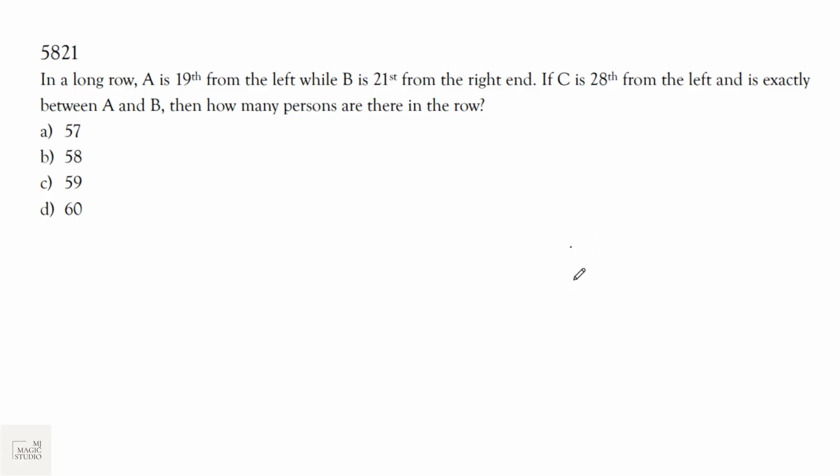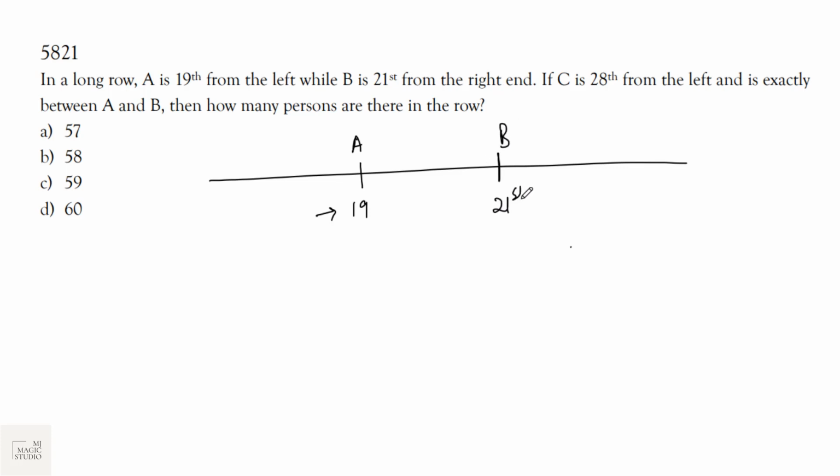One or two questions are from finding the rank or number of people in a row. Do practice a ranking test. In a long row, A is 19th from the left, while B is 21st from the right end. If C is 28th from the left and is exactly between A and B. This is C, which is 28th.